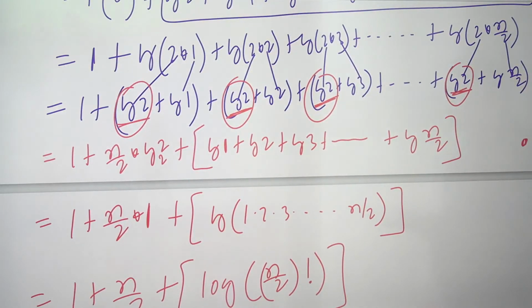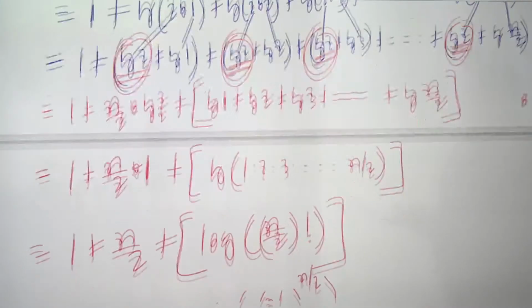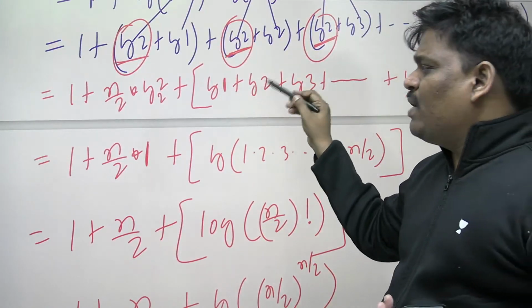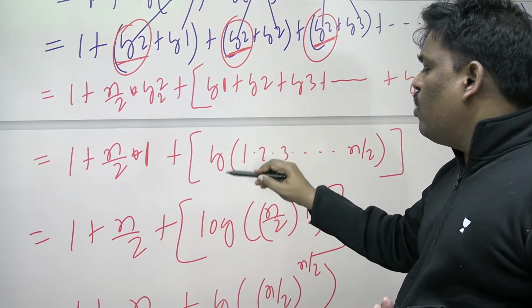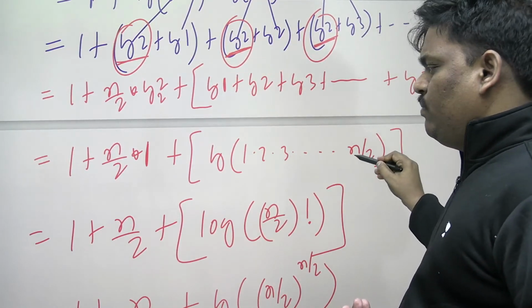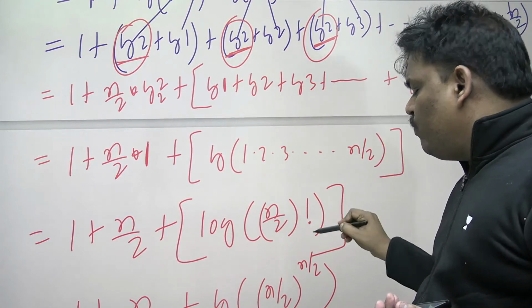So in every term, log 2 is there, n by 2 times. So n by 2 into log 2 base 2. In the remaining terms, if you see the second part, it became log 1 plus log 2 plus log 3 and so on up to log n by 2. So log m plus log n is log mn. So it will become log of 1, 2, 3 and so on up to n by 2. So this is nothing but n by 2 factorial.